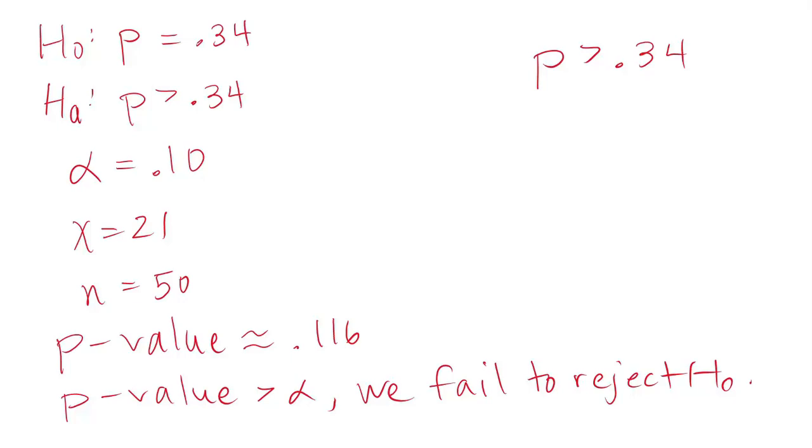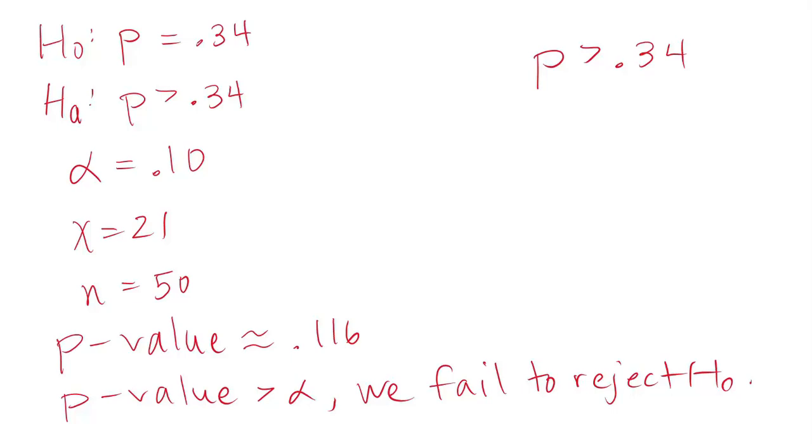I want you to notice that the sample evidence still points towards the alternative hypothesis being true. 21 out of 50 is bigger than 34%. But that difference isn't statistically significant enough for us to be sure that the null hypothesis is false, and so we're going to concede and say that we can't reject the null hypothesis.